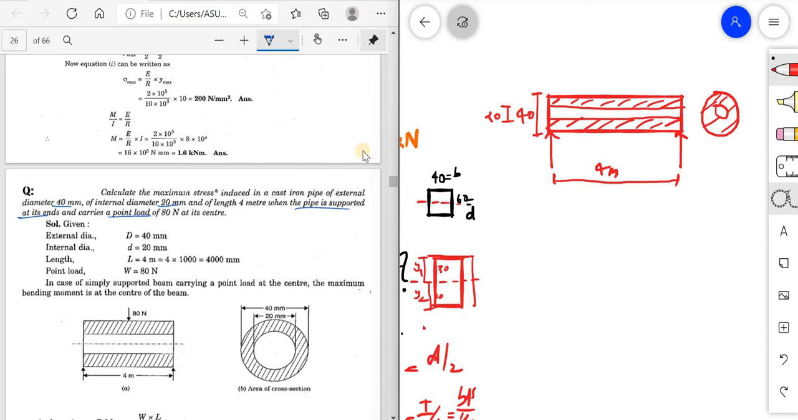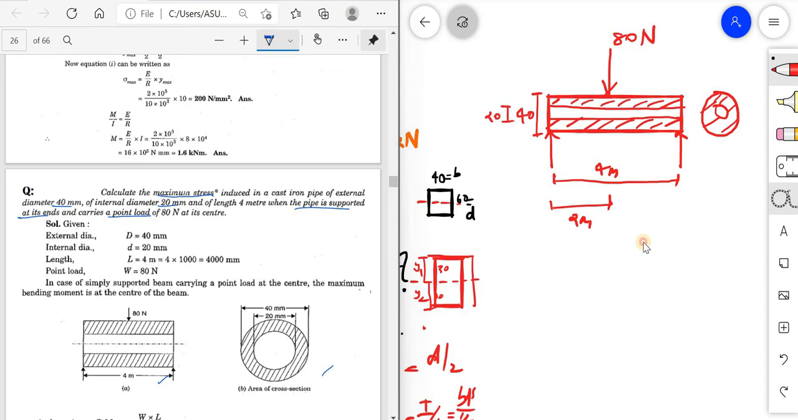And what are the other details given? It is supported and carries a load of 80 Newton at the center, at a distance of 2 meters. You have to be clear whether it is Newton or kilonewton. Here the figure is again drawn in the figure itself. So what do we have to find? Calculate the maximum stress. I have to find out the maximum stress.